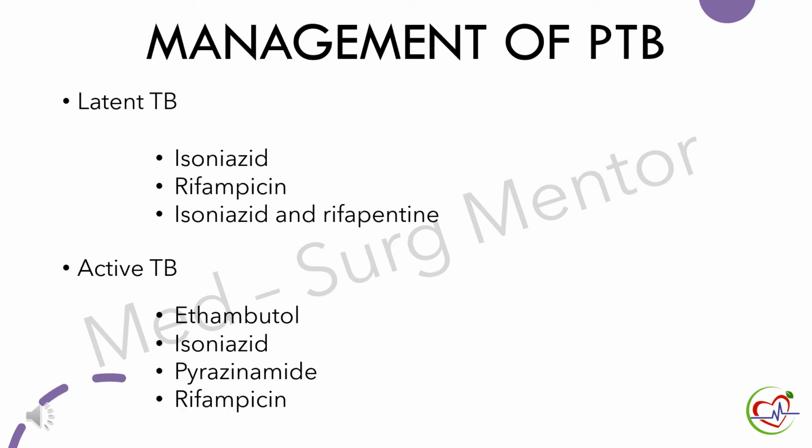Next is management of pulmonary tuberculosis. Commonly used antibacterial drugs in latent tuberculosis are isoniazid and rifampicin. But in active tuberculosis, drugs used are ethambutol, isoniazid, pyrazinamide, and rifampicin.